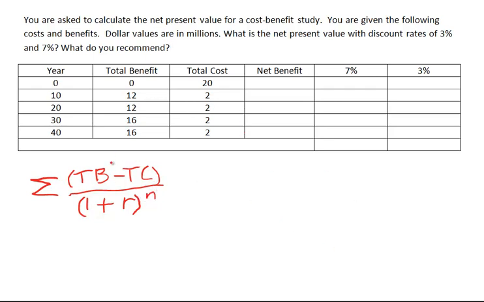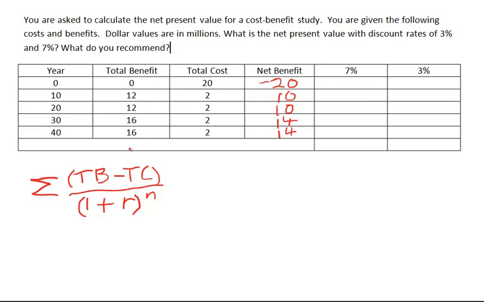So first of all, let's calculate this top part. So we have 0 minus 20, minus... 12 minus 2 is what? 10. 12 minus 2 is another 10. Then 16 minus 2 is what? 14. And then 16 minus 2 is another 14. Okay, we have our net benefits.